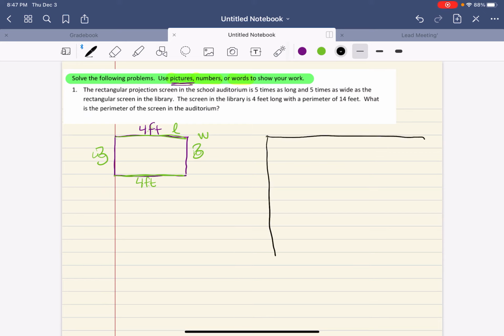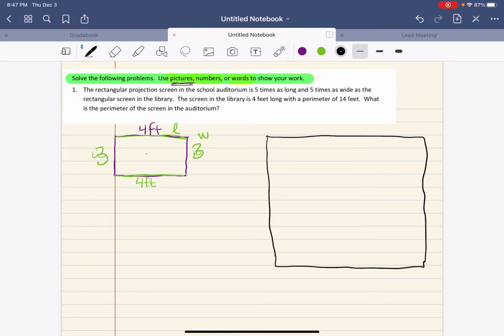Now, on your assessment, the question will give you the area as opposed to the perimeter. So if it gives you the area and the length, then you just need to remember area is equal to length times width. If it gives you the area and the length, and the area was 20, and the length was 4, we need to think about what times 4 is going to equal 20, and that would be our width. Okay, hypothetically.